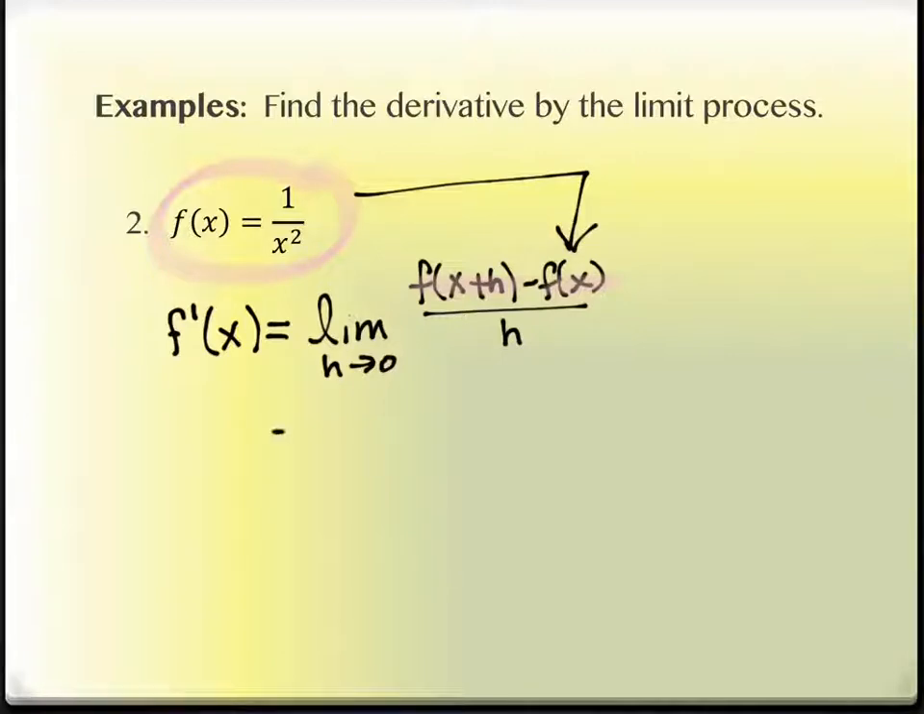So as I'm working on this, that's the easy part. That's the part you get sort of for free. We get minus 1 over x squared here because that's what f of x is. It's 1 over x squared.